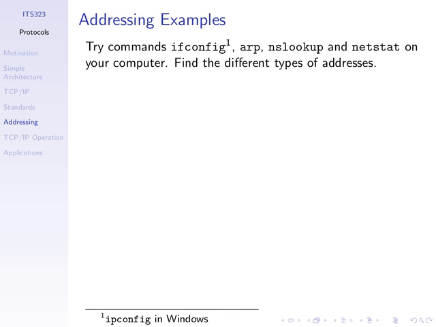And you can look at some of those, you can look at your own computer and see examples. This is the command ifconfig. Under Windows the similar one is ipconfig, but it does about the same thing. If you run a command prompt in Windows, nslookup I just used, and netstat, you can run them on your own computer and see your own addresses.